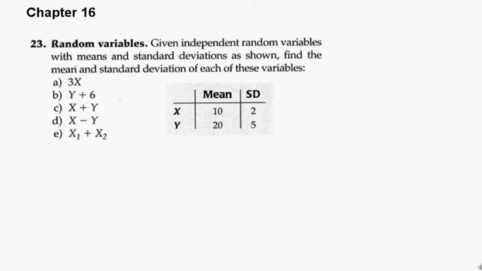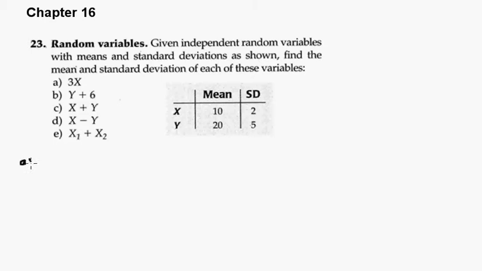This is problem 23 of chapter 16 from the textbook Stats: Modeling the World, second edition. So what we have is we've been given random variables x and y, and we've been given their mean and standard deviation. So we want to do these operations to them. So let's just dive in.